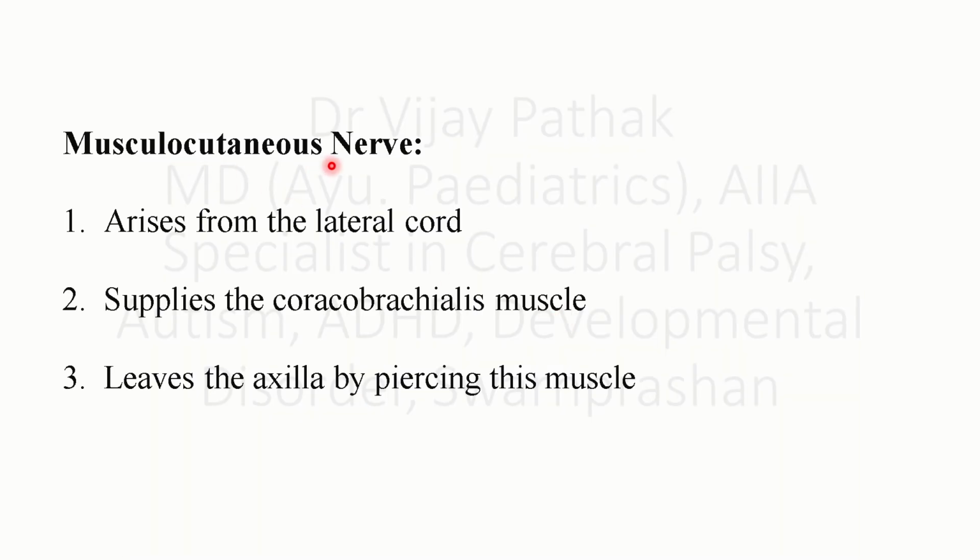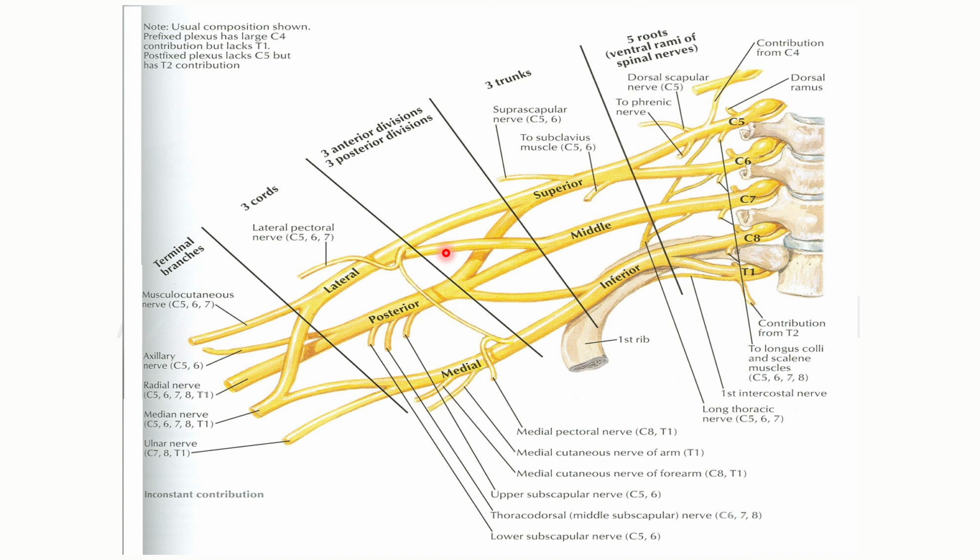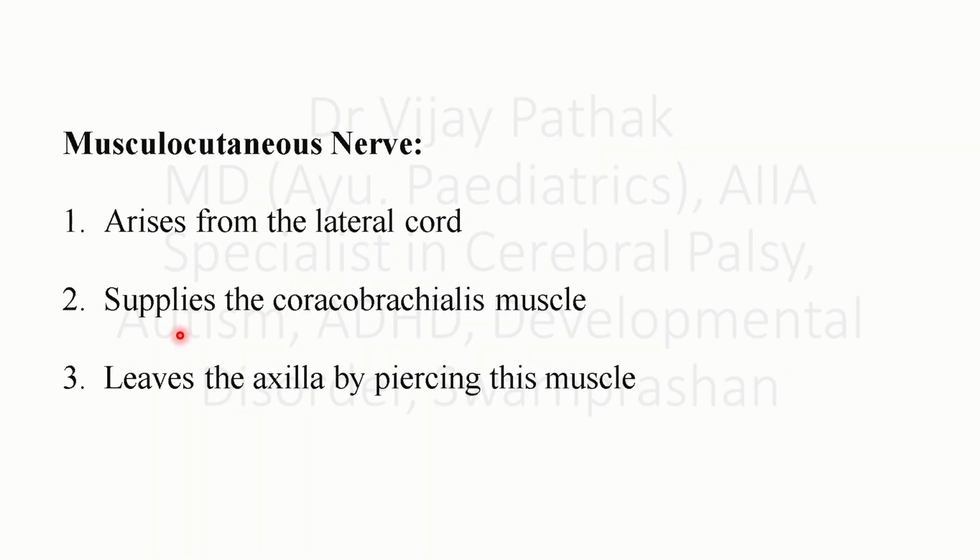Musculocutaneous nerve. The musculocutaneous nerve also arises from the lateral cord, and this supplies the coracobrachialis muscle and leaves the axilla by piercing this muscle.